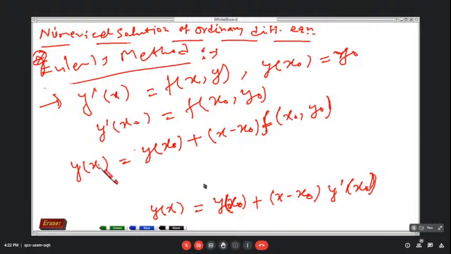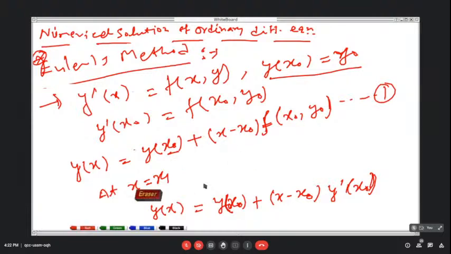So now this is the general expression. Now x0 is given. So this is given. Now I want to find the value of my y, that is the solution of this differential equation, at x is equal to x1. So this is my working equation, right? Let's say this is my equation 1.